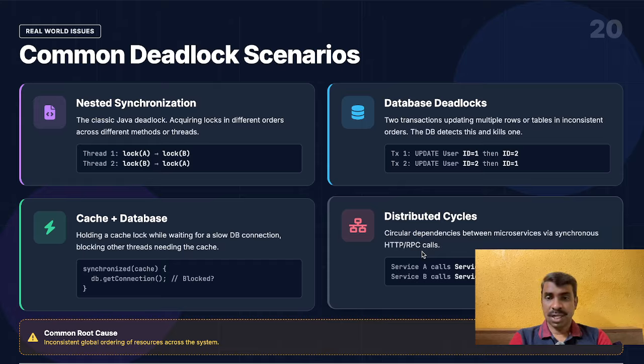Distributed cycles: circular dependencies between microservices via synchronous HTTP calls. Service A calls service B and waits. Service B calls service A and waits. This is the distributed cycles. Another deadlock scenario. These are the common deadlock scenarios. There may be more scenarios. Okay.